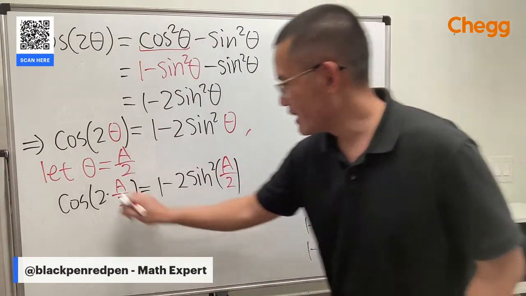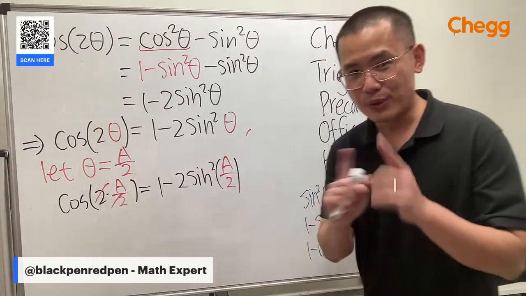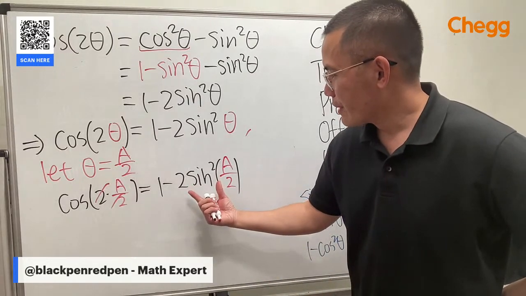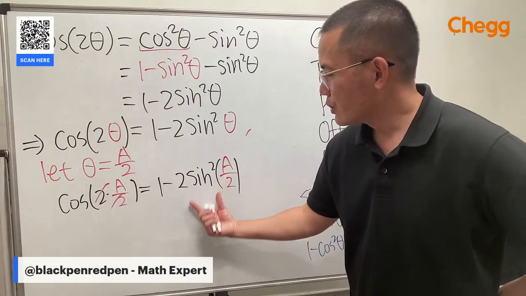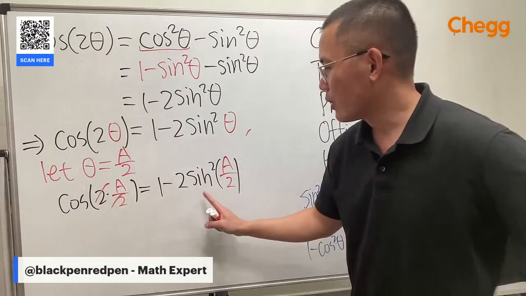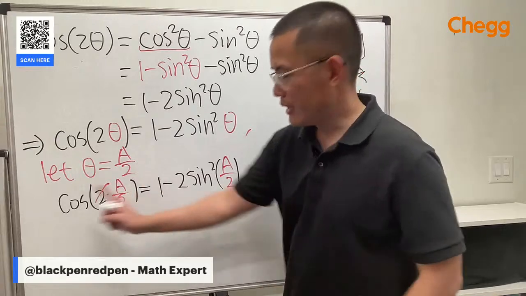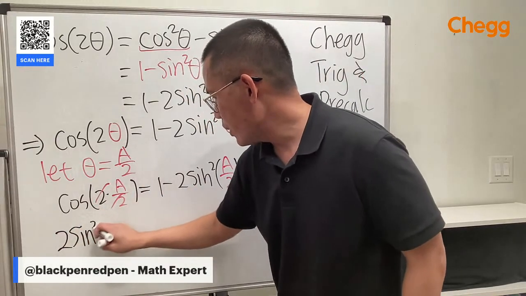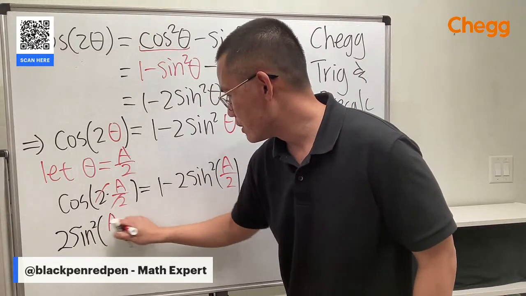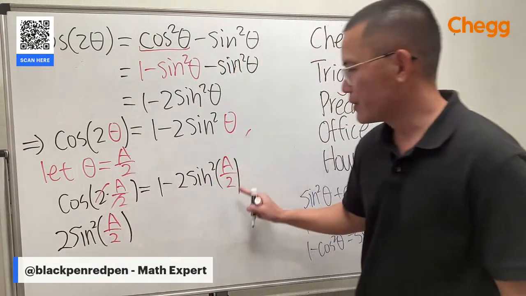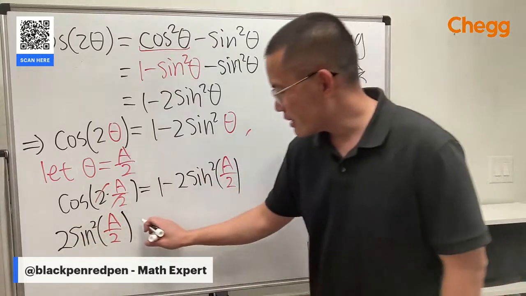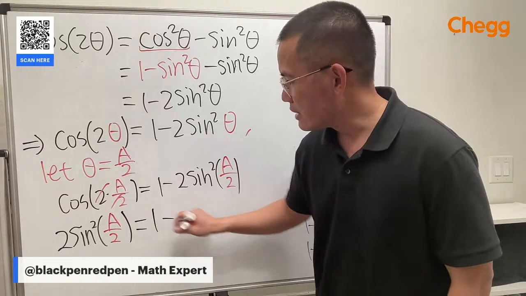And then you can see that this and that cancel. Now we are going to move things around. Let's move this to the other side and then move this here. So if we put this to the other side, we get positive 2 sine squared of A over 2. Right, A over 2. And that becomes positive because I move it to the left-hand side. And then this is equal to 1 minus cosine A.